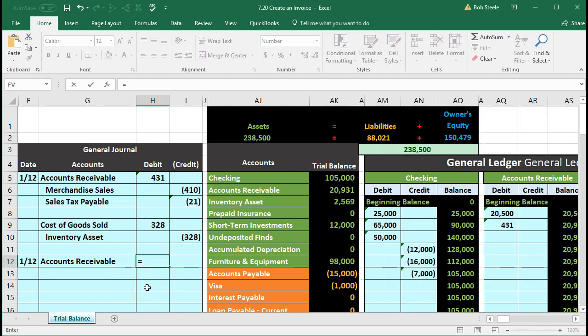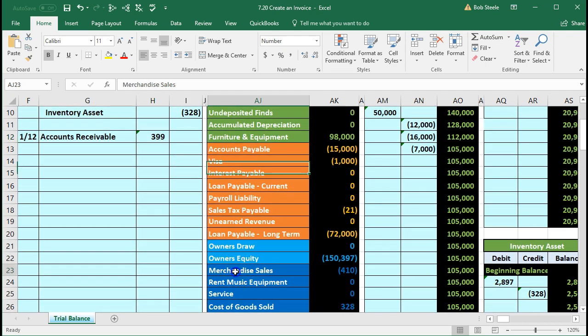Saying equals, and we're going to put the sales price of 380 times 1.05, and that'll give us that 399. You could just type in the 399 as well. Now we're going to credit something. Typically we credit the sales. That's going to be this item, merchandise sales.